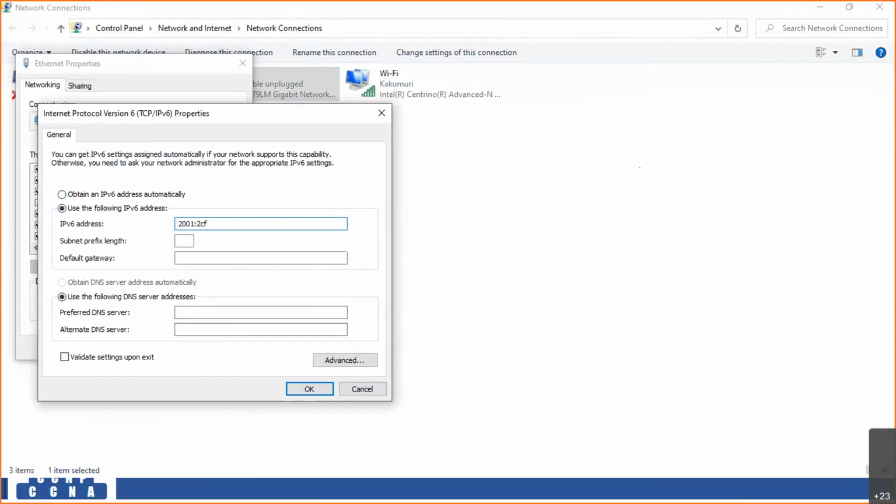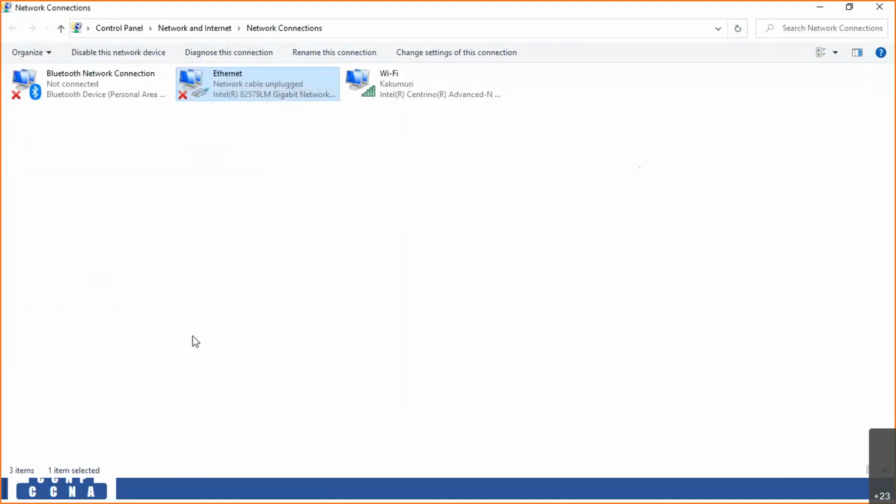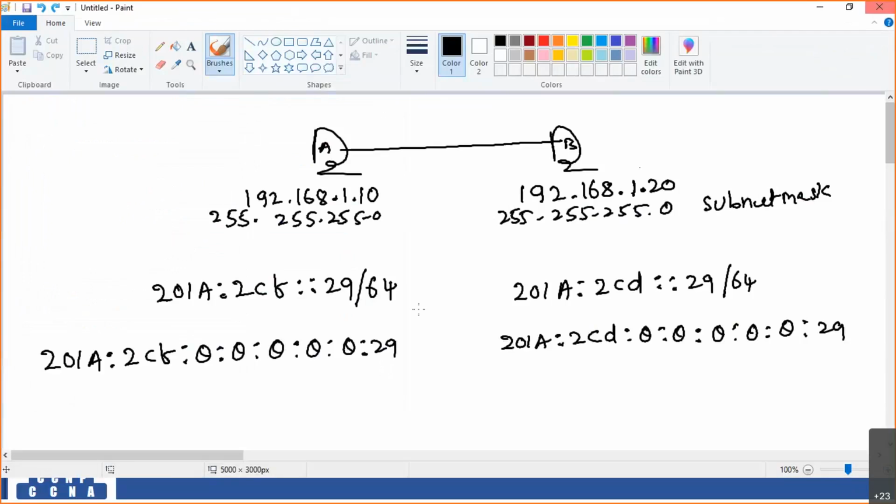Like 2001:2CF:29. And the next line, you can see here, is what? Subnet prefix length. What is the subnet prefix length here? 64. If you press tab, it automatically gets 64. Then you press OK. IPv6 assigned. 64 is the default then.